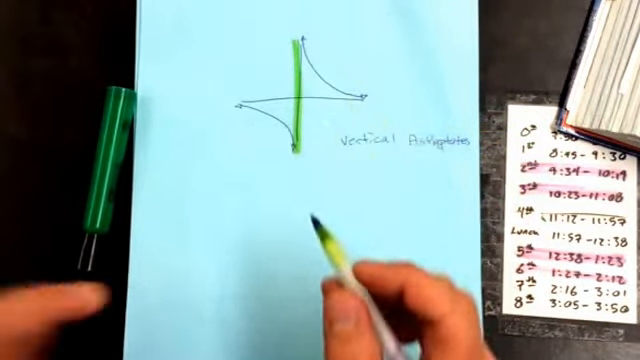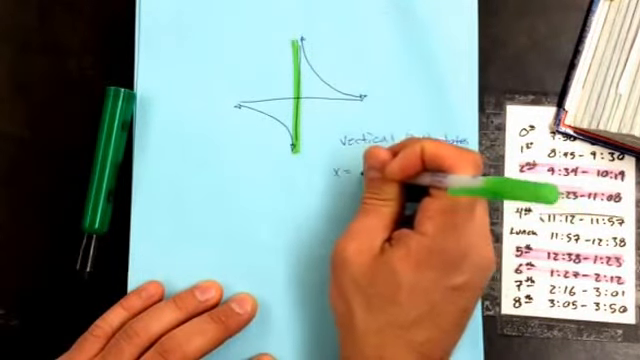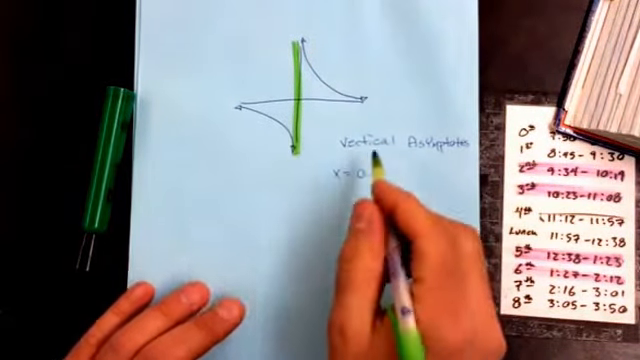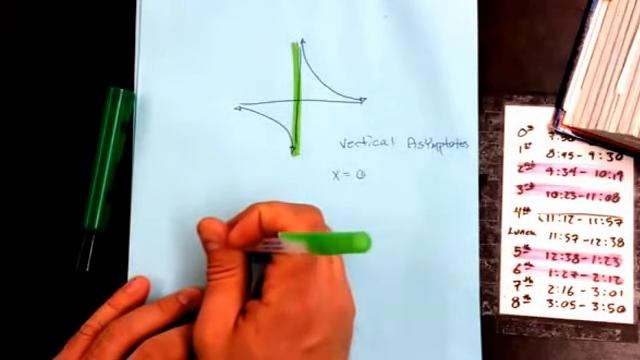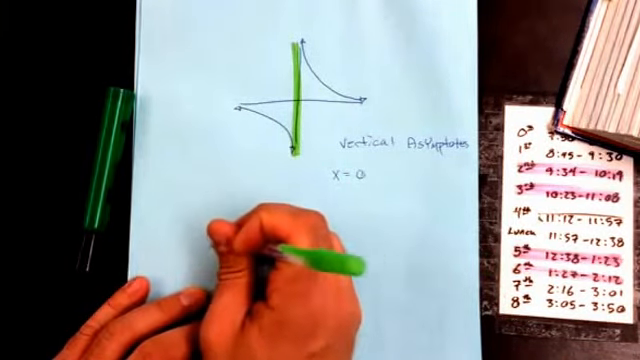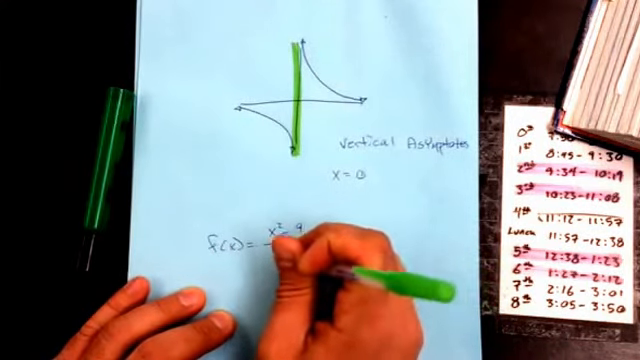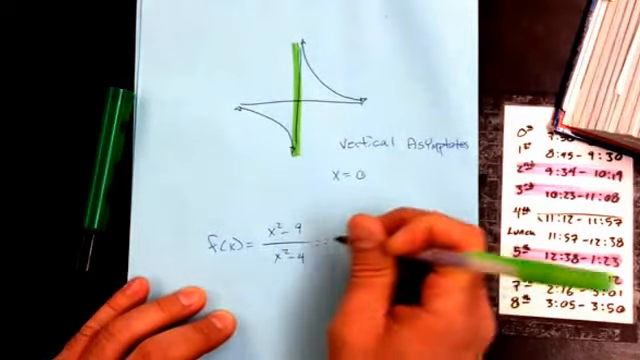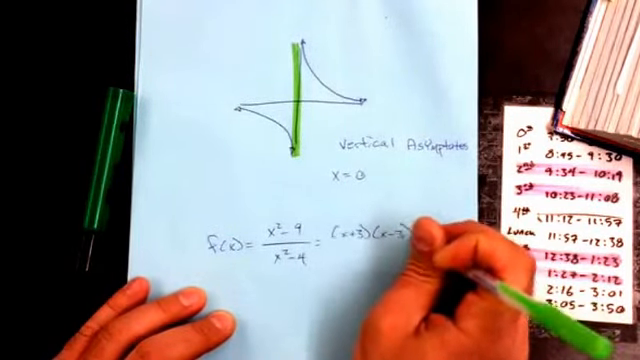Okay? So what you're looking for is, what is the value of that line? On this one, it's x equals 0. The way that you find a vertical asymptote is it's whatever makes your denominator equal to 0. So on the example that I did first, the other one, x squared minus 9 over x squared minus 4, and we found zeros for the numerator at 3 and negative 3.